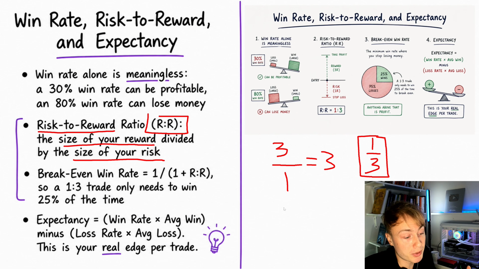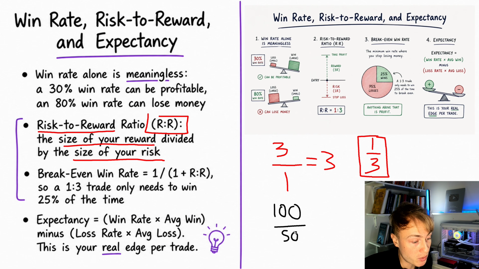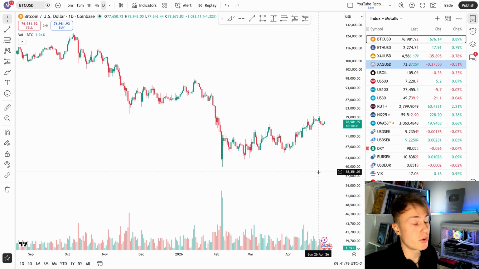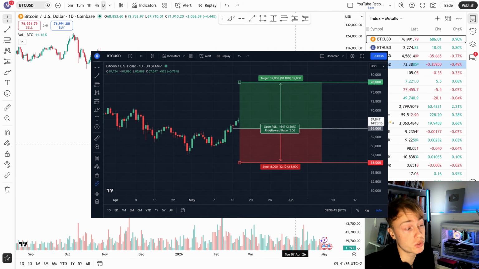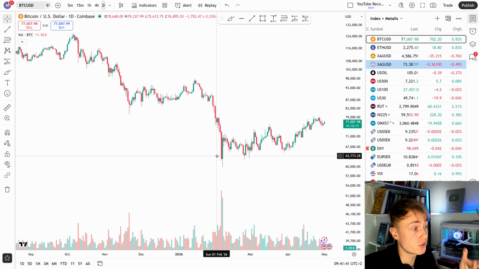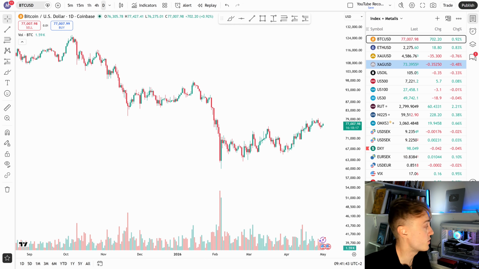And to make this a bit simple, you can put in the actual numbers. So let's say that you win 100 when you win and you lose 50 when you lose. So we have once again the reward divided by the risk, which in this case would give a risk to reward of 2. But right, so now I want to jump back here into TradingView, because I want to show you guys the risk to reward tool in TradingView, which is a very good tool you can use to plan your trade.